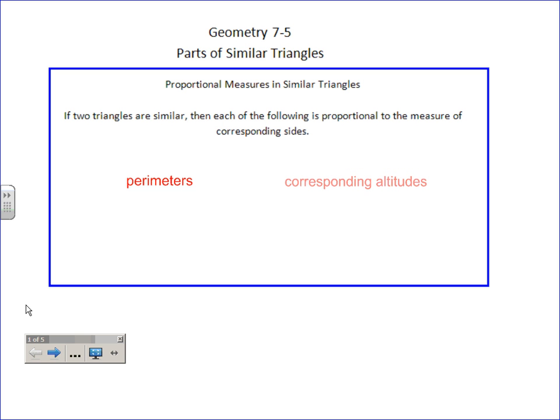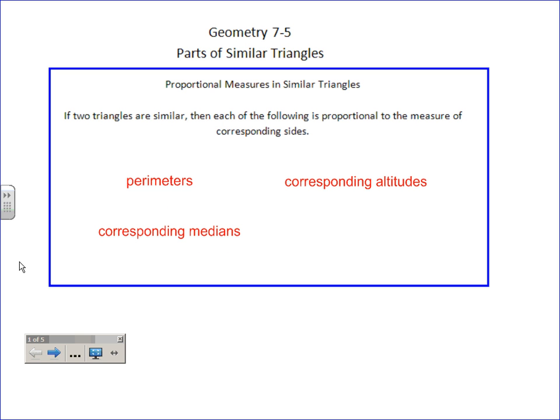Another one is the corresponding altitudes. Because remember, how many altitudes does each triangle actually have? Each triangle actually has 3. So you have to make sure you match up the right altitude. It can't be just any one you want. It has to be the corresponding one. And altitude, again, is the one that hits at a right angle. All right, that's the one you want to look for there.